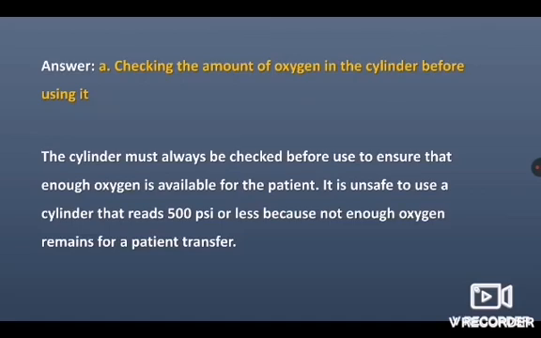The cylinder must always be checked before use to ensure that enough oxygen is available for the patient. It is unsafe to use a cylinder that reads 500 psi or less because not enough oxygen remains for the patient transfer.